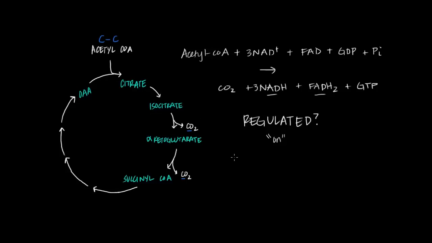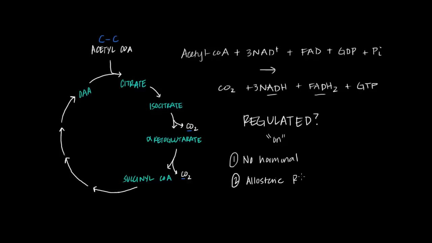So that brings me to my first point, which is that there is no hormonal control in the citric acid cycle because it's on regardless of whether we're in the fed state or the fast state. Instead, the major form of regulation of the citric acid cycle is through allosteric regulation.